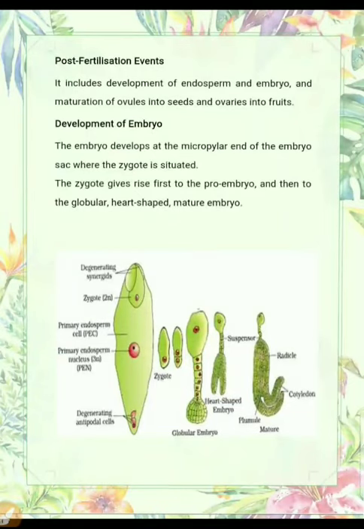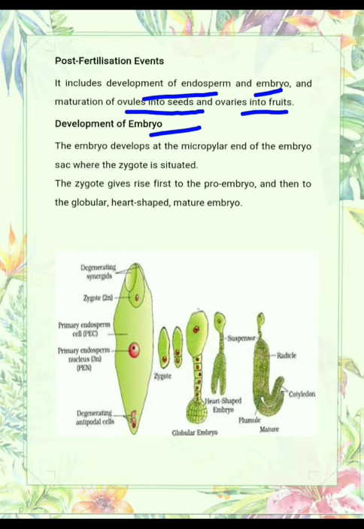Hello everyone. In the last part, we discussed the post-fertilization events, including development of endosperm. In this part, we will take up the development of embryo. Post-fertilization events include development of endosperm, embryo, maturation of ovules into seed, and ovaries into fruits. So let us start with the development of embryo.